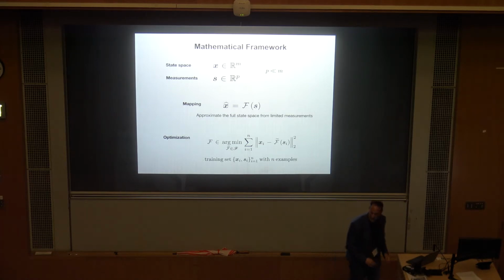So here's going to be the idea. I have a state space, there it is, X, and I have a measurement, S. So the measurement is a small subset of the full thing.